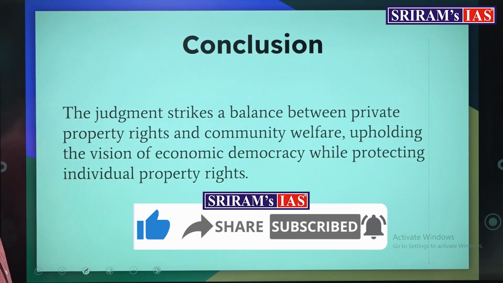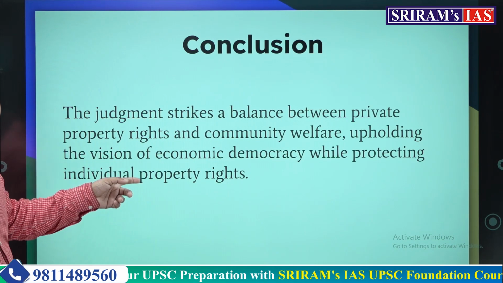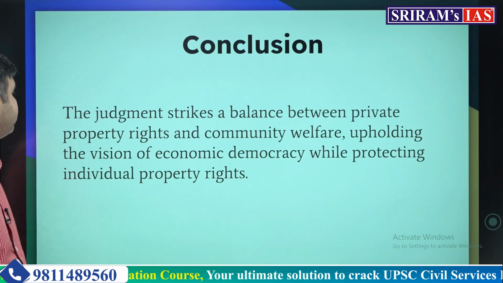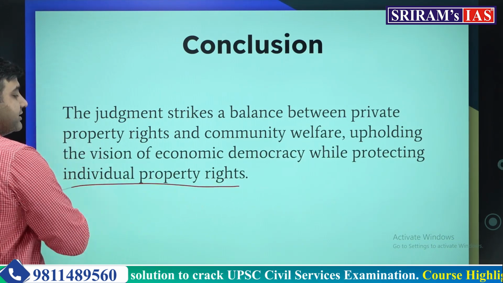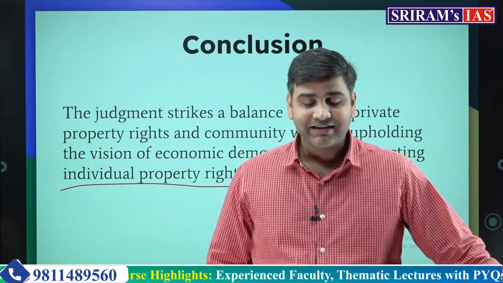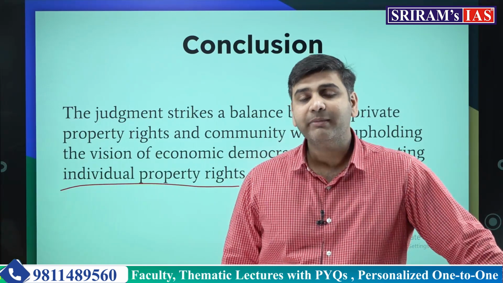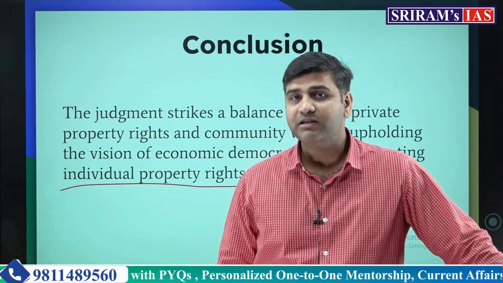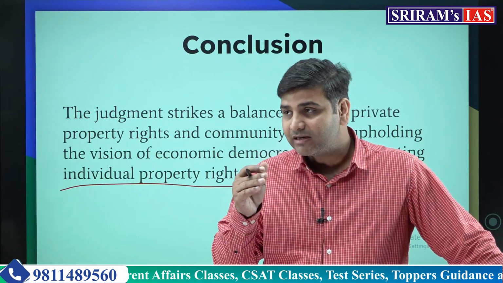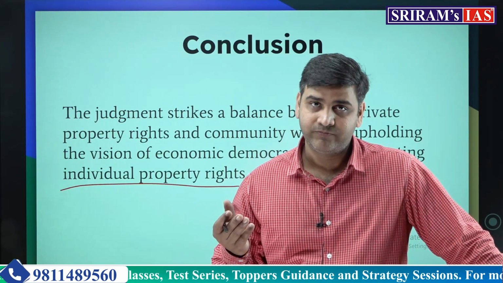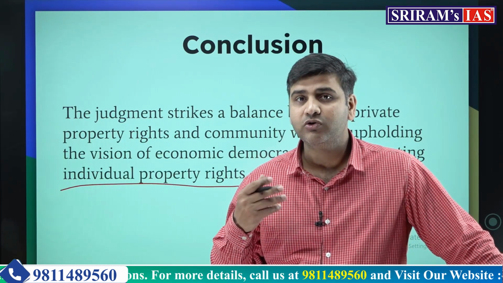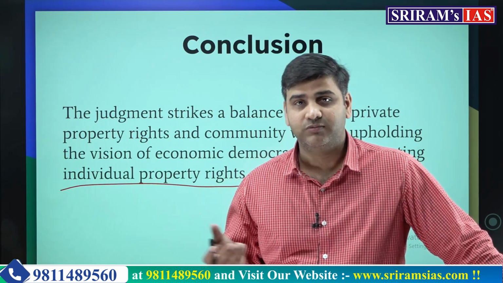And this is the conclusion. The judgment strikes a balance between private property rights and community welfare, upholding the vision of economic democracy while protecting individual property rights. That simply means that the government can do several welfare activities. Government can implement directive principles of state policy, and for implementation of those directive principles, several fundamental rights can be overlooked also. But they shall not be overlooked on arbitrary grounds. They shall not be overlooked just because the government thinks so.